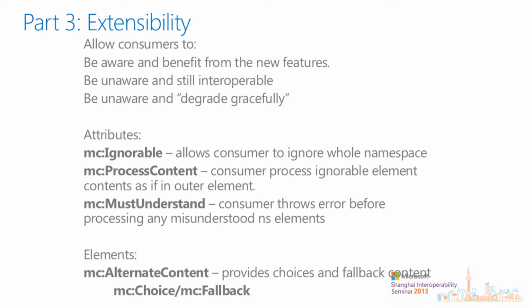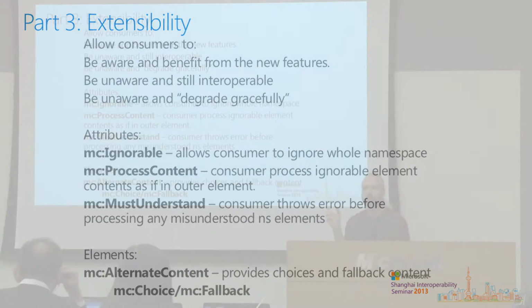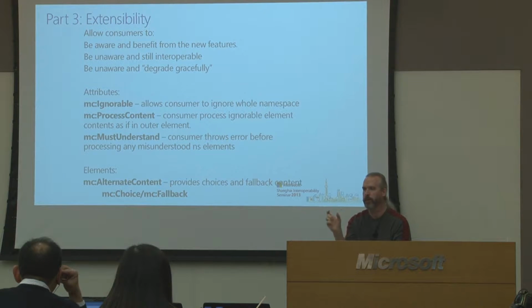Process content is kind of like ignore, but it's saying don't just ignore the element, but process it as if it was in the outer element. Elements in XML are nested, and when you go deeper into the nesting, you get into a namespace perhaps that you don't understand. The process content attribute can be placed on an element to let a consumer know that they can process this one particular element as if it was in an outer element, not in the inside element where the consumer doesn't understand it or its semantics.